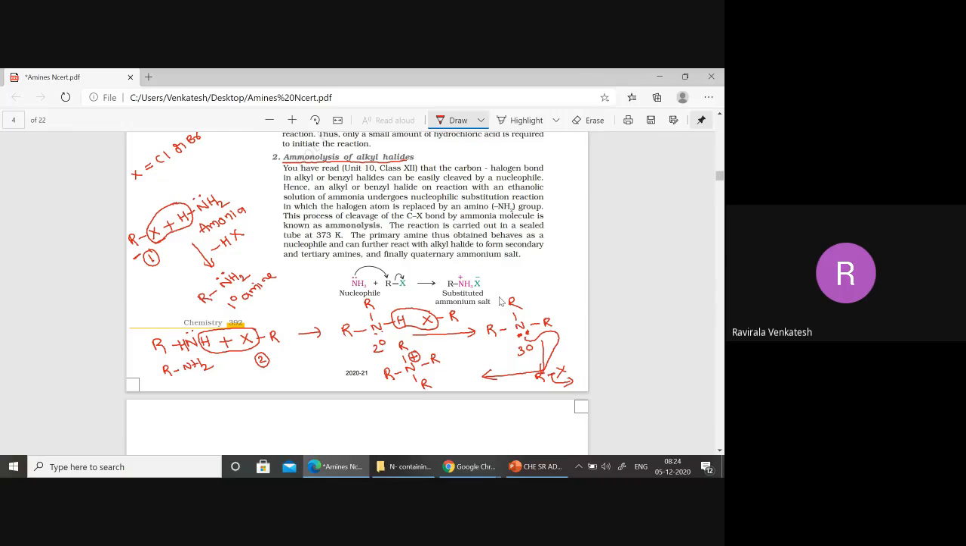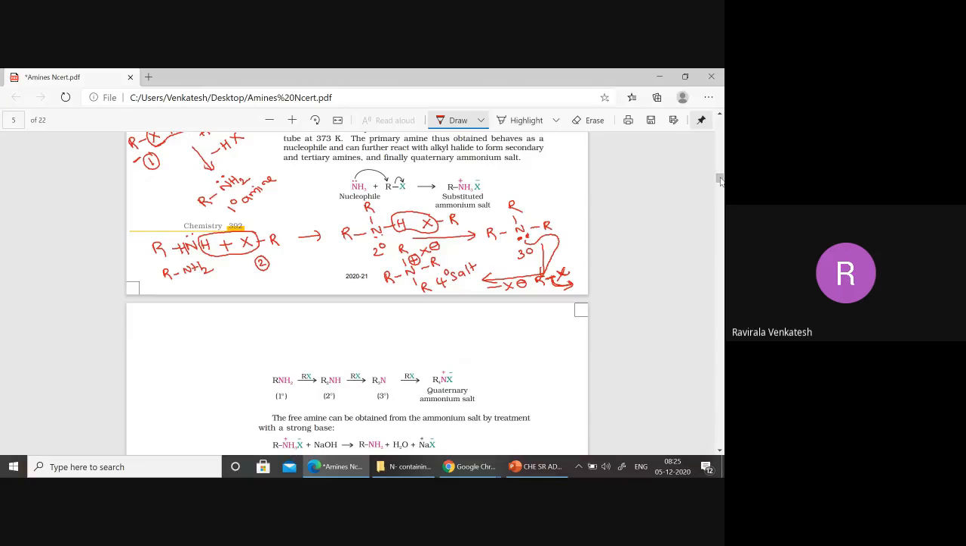Now X is taken with the bonding electrons as X minus. The X minus will come here and settle like this. This is called the counter ion. Now this one is called a quaternary salt. Now this is about the ammonolysis reaction. What are the important things we have to learn here?